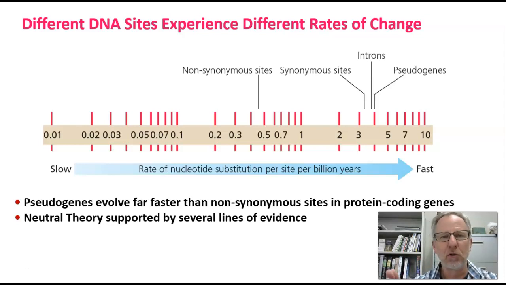And what you can see from this graph is that the rate of nucleotide substitution is relatively low for non-synonymous sites, that is, sites that are giving rise to different amino acids and proteins that can result in a different function. Synonymous sites are farther over on the right in this scale, and they have a much faster rate of substitution.